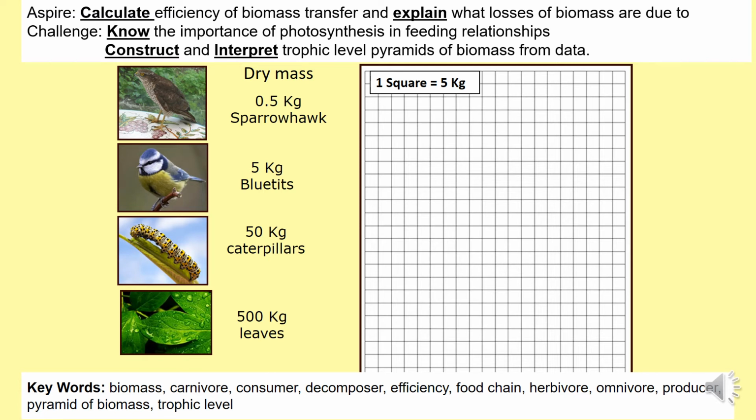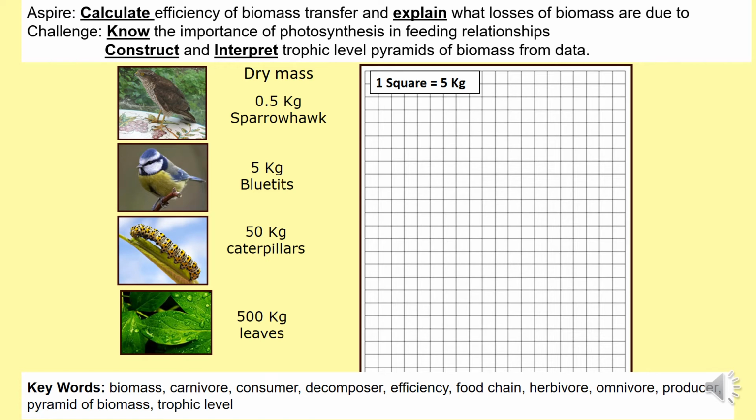How many boxes would we then use for the caterpillars, because we have to work out each one. So it's going to be 50 kilograms of caterpillars divided by 5 kilograms per box, which is going to take us 10 boxes to represent that. Blue tits is easy, it's going to be just one box, but you'll notice that we've changed it slightly when I put that picture in. And then finally we have this very small box, 0.5 divided by 5 kilograms for the sparrowhawk at the top.